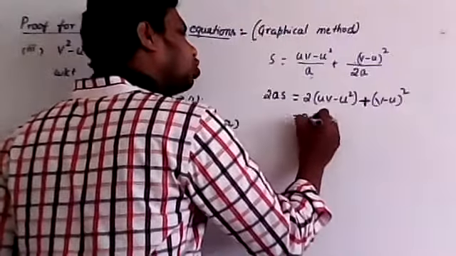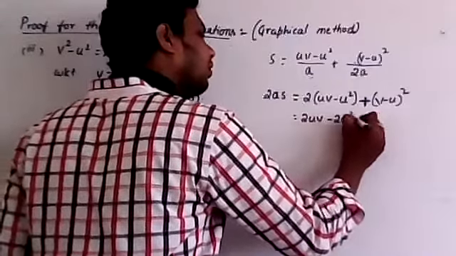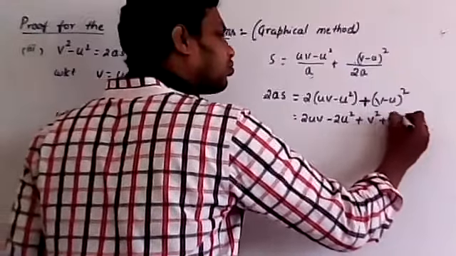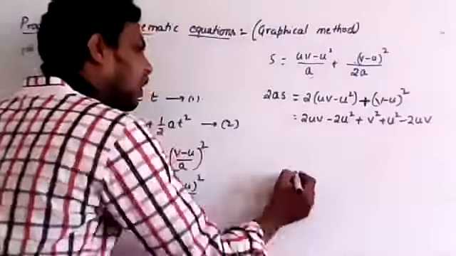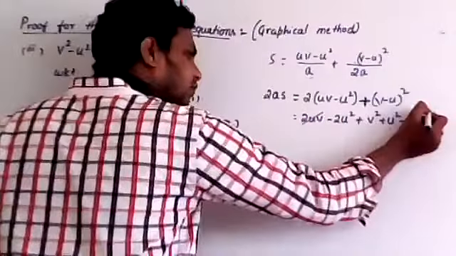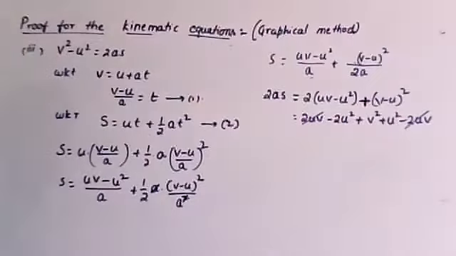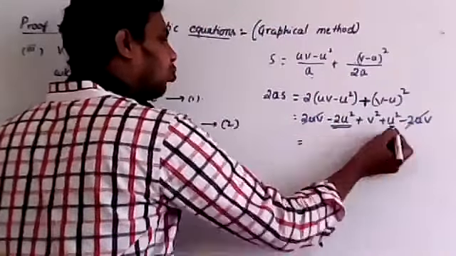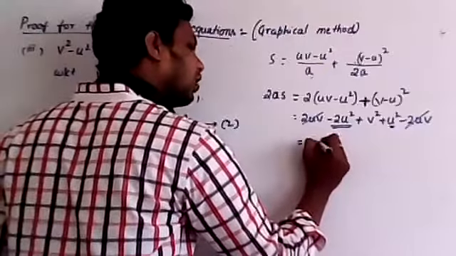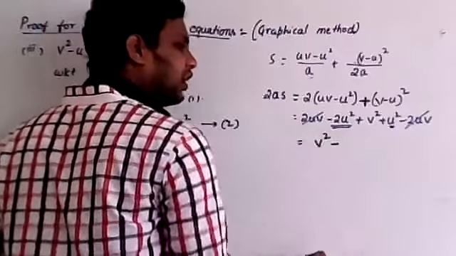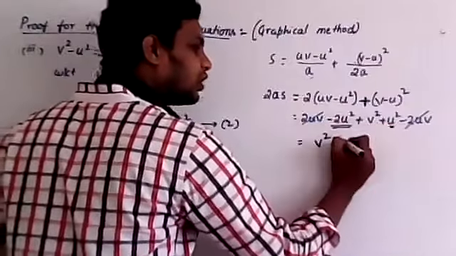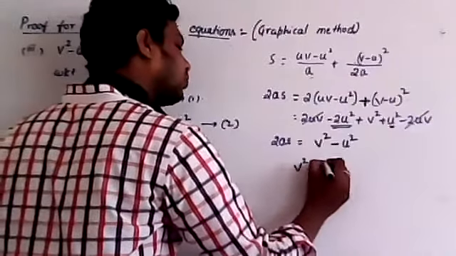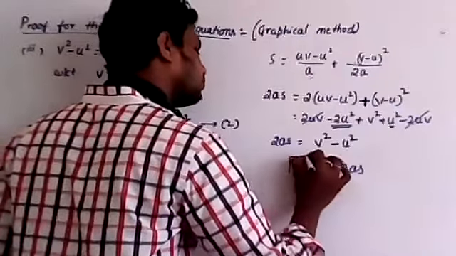Now multiply 2uv minus 2u square plus, you can expand it in the form of a minus b whole square, that is v square plus u square minus 2uv. Now cancel uv as well as uv, 2uv, 2uv. Now this is minus 2u square, this is u square. Then you have v square minus u square equal to 2as. Or else you can write v square minus u square equal to 2as.